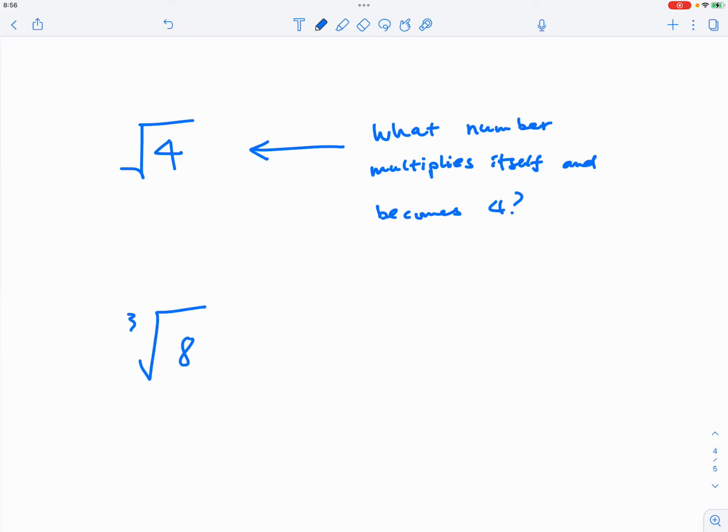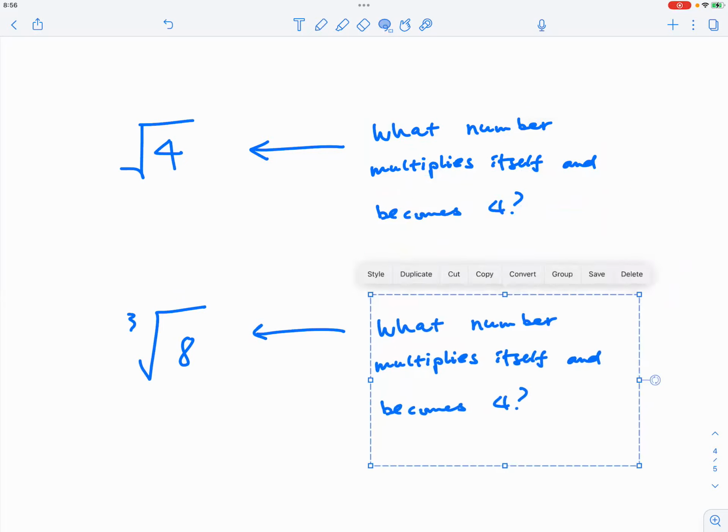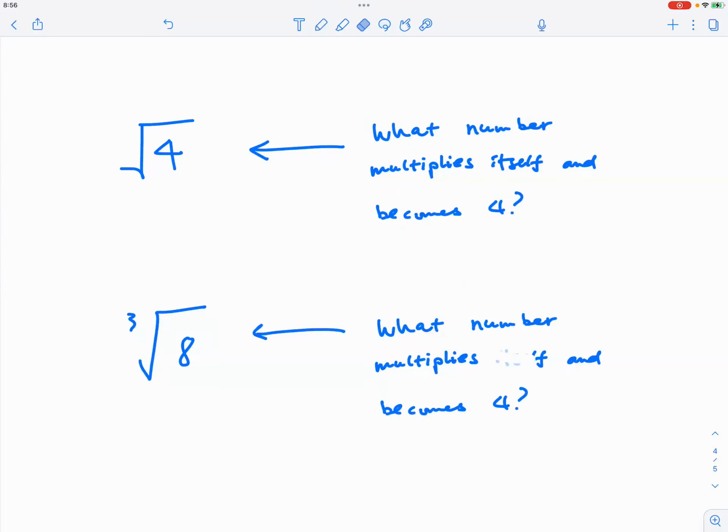When we say cube root of 8, what are we really asking? Well, kind of similar question, but what's different is that we would say, hey, what number multiplies itself 3 times and becomes 8? We say, oh, that would be 2.